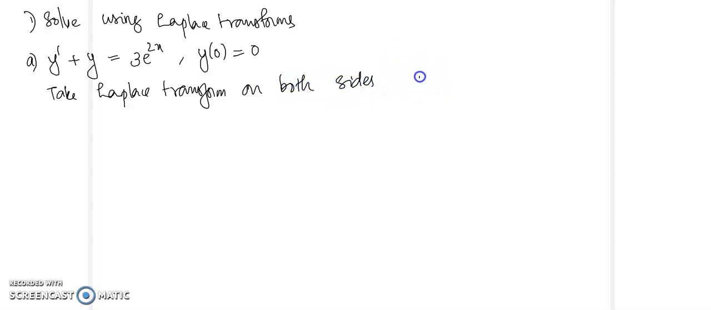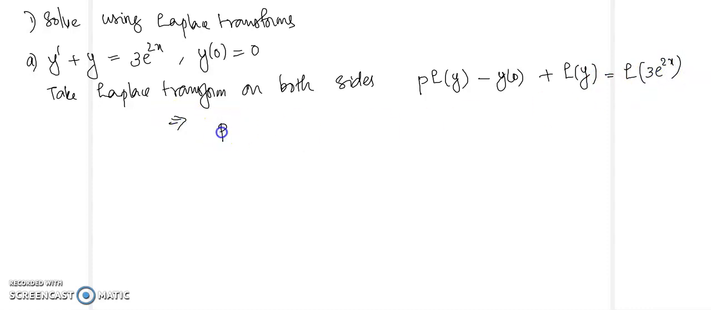So we will get p into L of y, so L of y minus y of 0, so that will be L of y dash, plus L of y, that will be equal to L of 3 e raised to 2x. So you will get p L of y plus, so y at 0 is 0, so p L of y plus L of y, that will be equal to 3 by s minus 2.